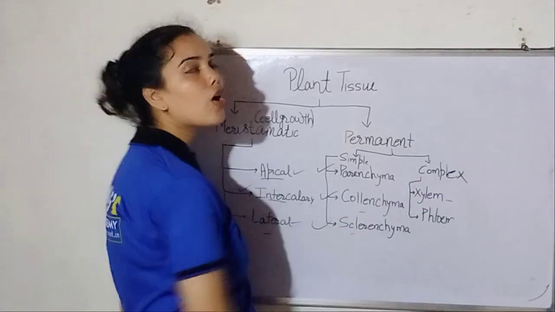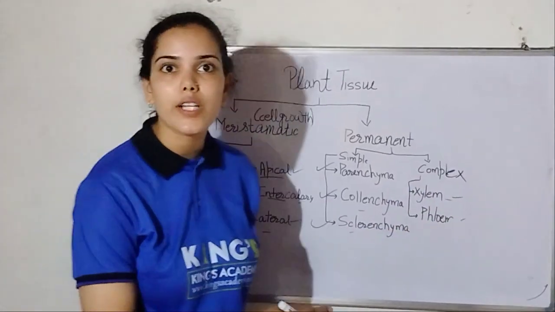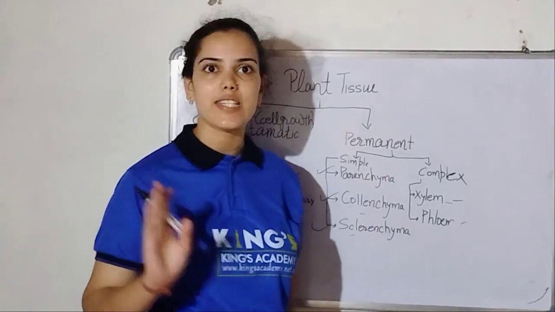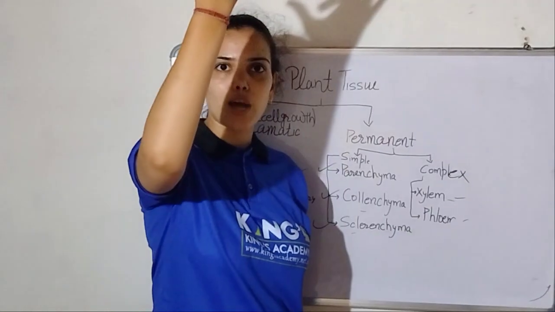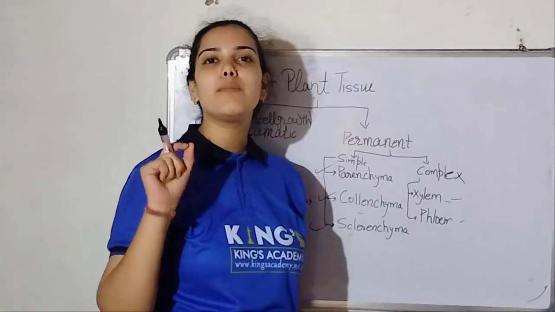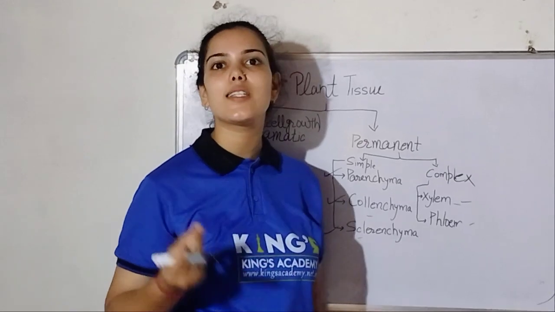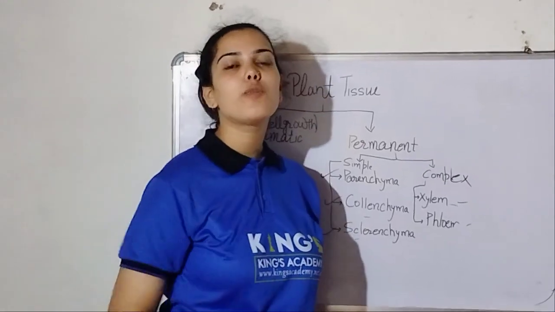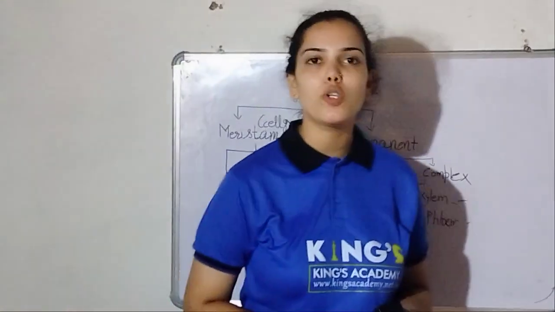And after that are complex tissues, which are xylem and phloem. Xylem is known as plant drinking, phloem as plant eating. Xylem takes the water and minerals from roots upwards, and phloem takes the nutrients and the photosynthetic material synthesized by leaves and distributes it to the whole plant. So this is what today's topic is about, plant tissue.